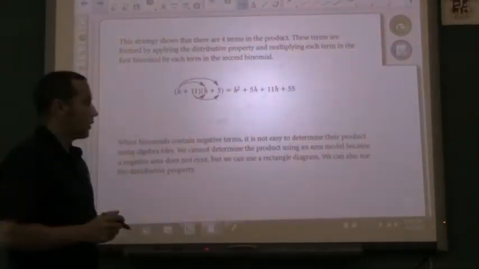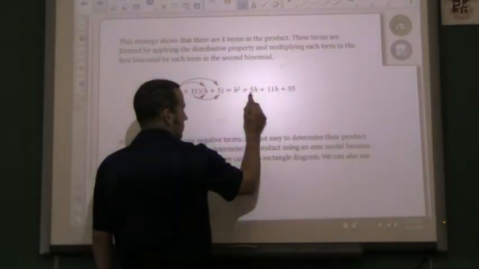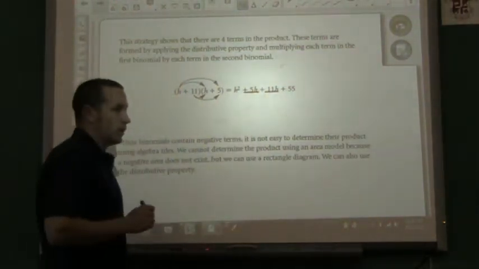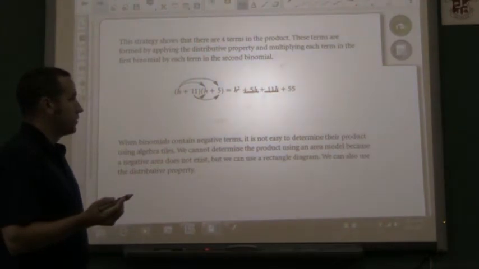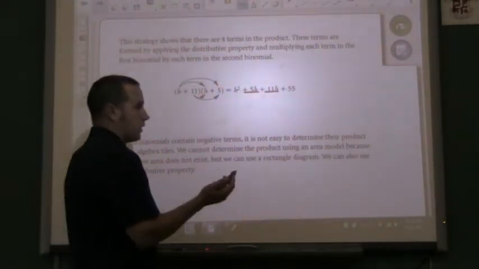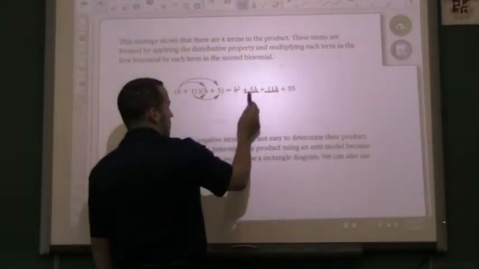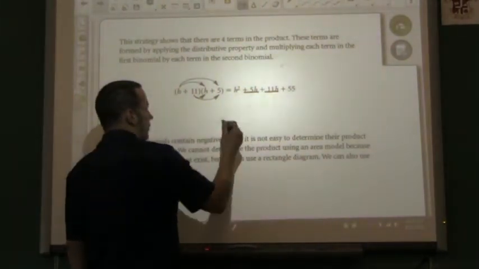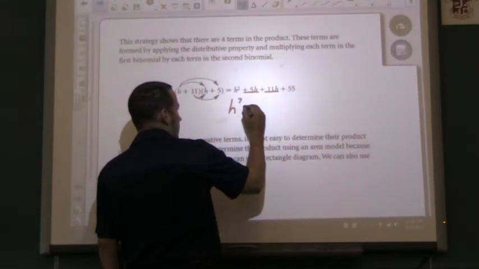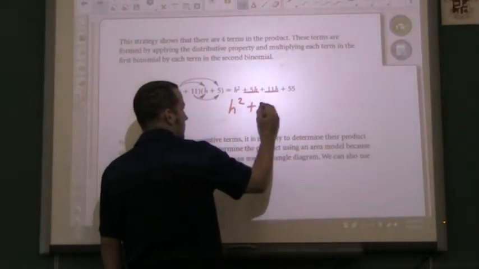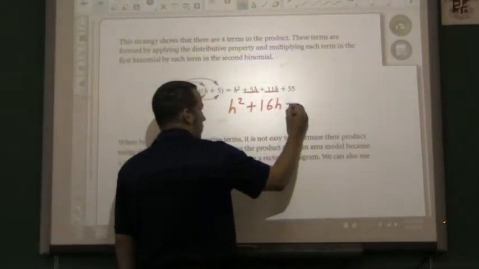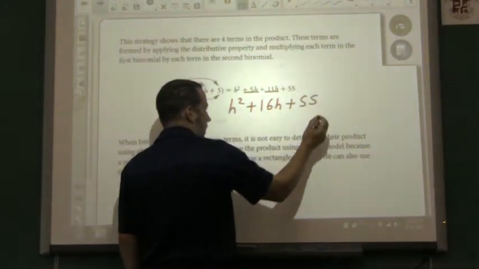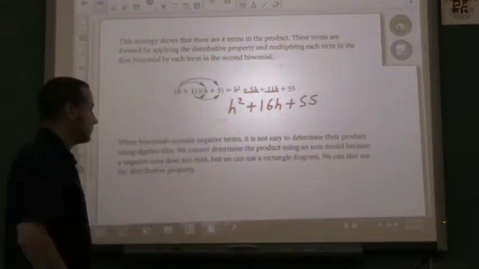And when I teach it in grade 9, I always said, we worked with different colors. I said anytime I've got two like terms, I underline them so that I know when to combine them. h squared is the only squared term, 55 is the only plain number, so then my final answer again is h squared plus, this gives me 16h plus 55.